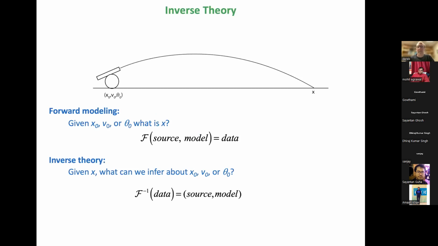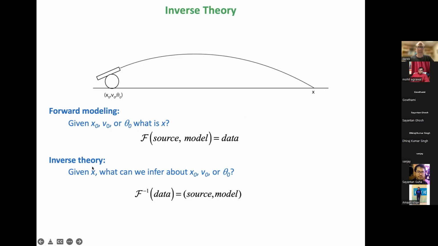I'd like to begin by talking briefly about inverse theory. In forward modeling, if I have a cannon at location X naught, it shoots a projectile with a velocity V naught at an angle theta naught. A forward model would say, given X naught, V naught, and theta naught, what is X, where X is the location where the projectile lands. So we have some function of source, a model of perhaps the air that the projectile moves through, and that gives us data, which is X.